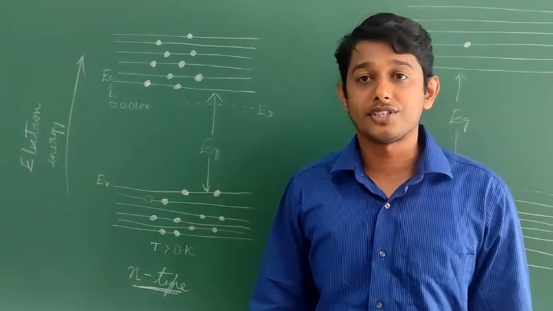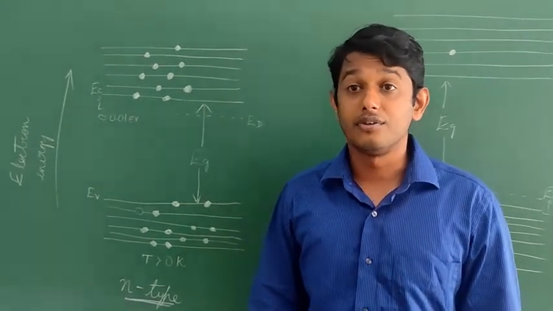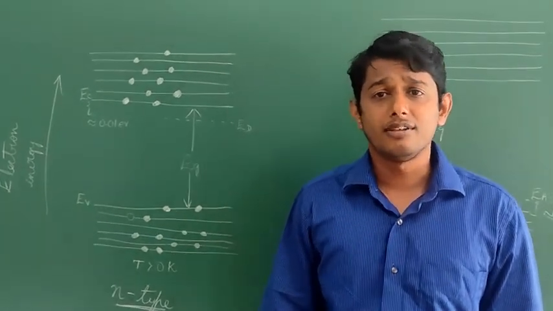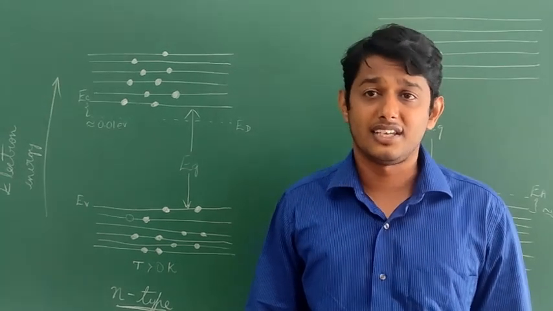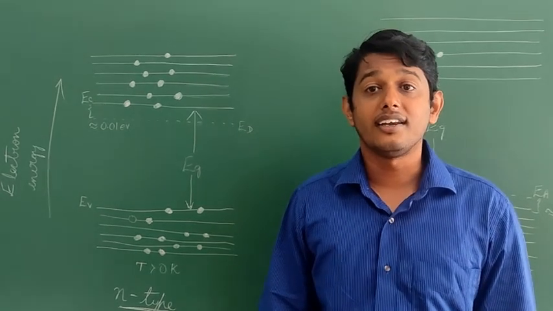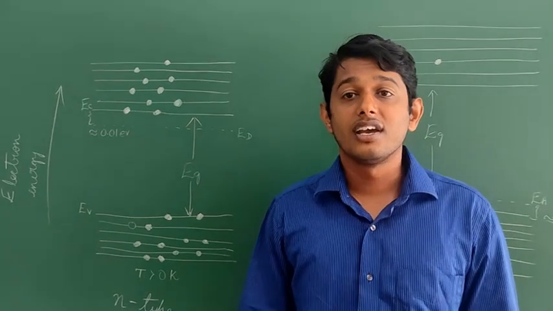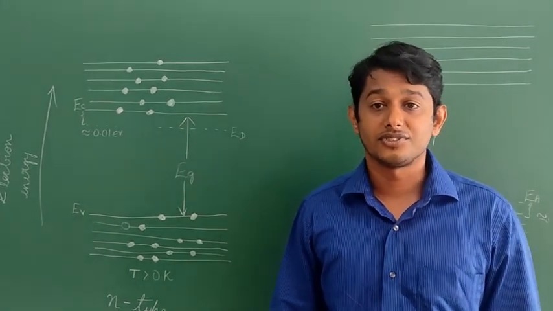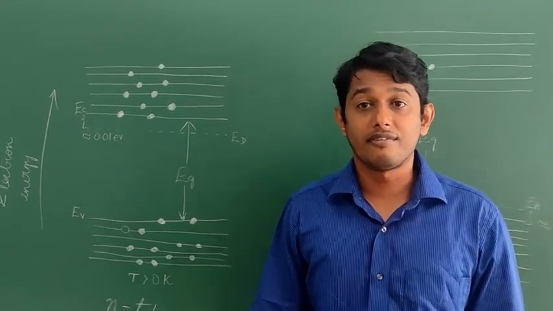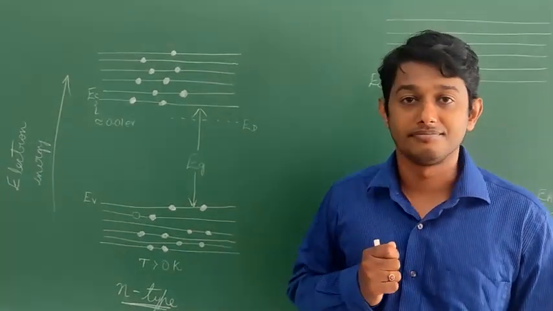At room temperature, most of the donor atoms get ionized, and very few atoms of silicon get ionized here. So the conduction band will have most electrons coming from the donor impurity, as shown in this figure.